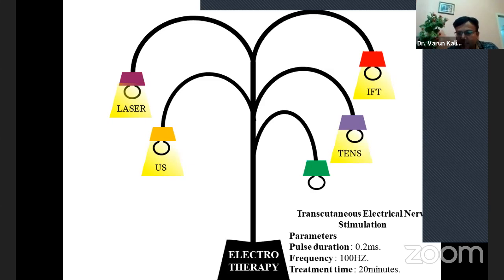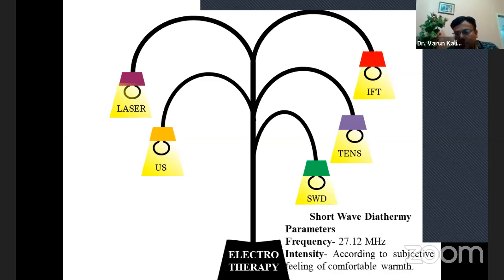Next is the TENS. TENS is the transcutaneous electrical nerve stimulation, and here we can use pulse duration 0.2 millisecond, frequency 100 hertz, and treatment time will be 20 minutes. Next is the shortwave diathermy. Frequency we can use 27.12 megahertz, and intensity according to the subjective feeling of comfortable warmth. We can increase the intensity.